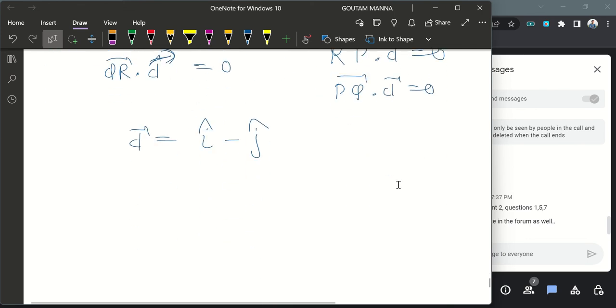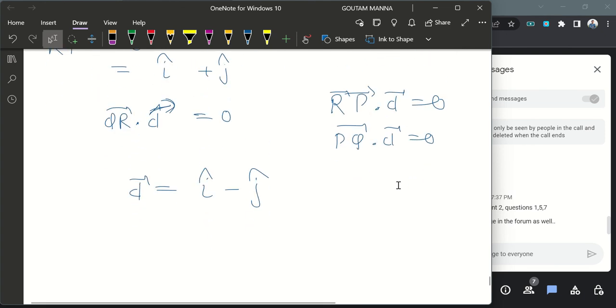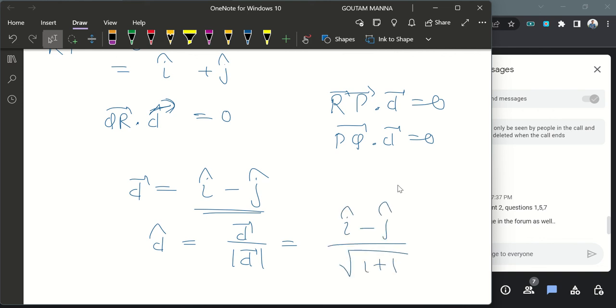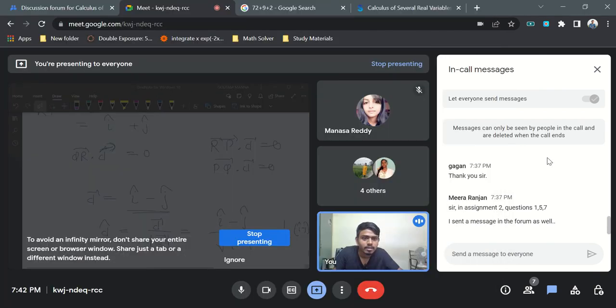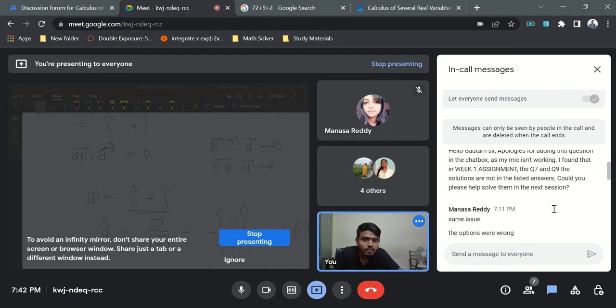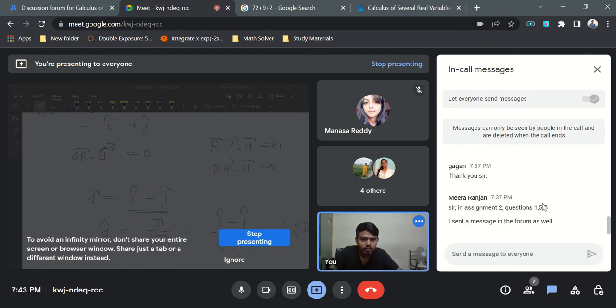And now you are asked to find the unit vector perpendicular to this plane. That means you are asked to find the unit vector along this direction, i hat minus j hat. So it will be D vector by mod D, which is i hat minus j hat by root under 1 plus 1, which is 1 by root 2 times i hat minus j hat. So it is in the options, I think, problem 9. Yeah, question 9. The first option will be the right one.